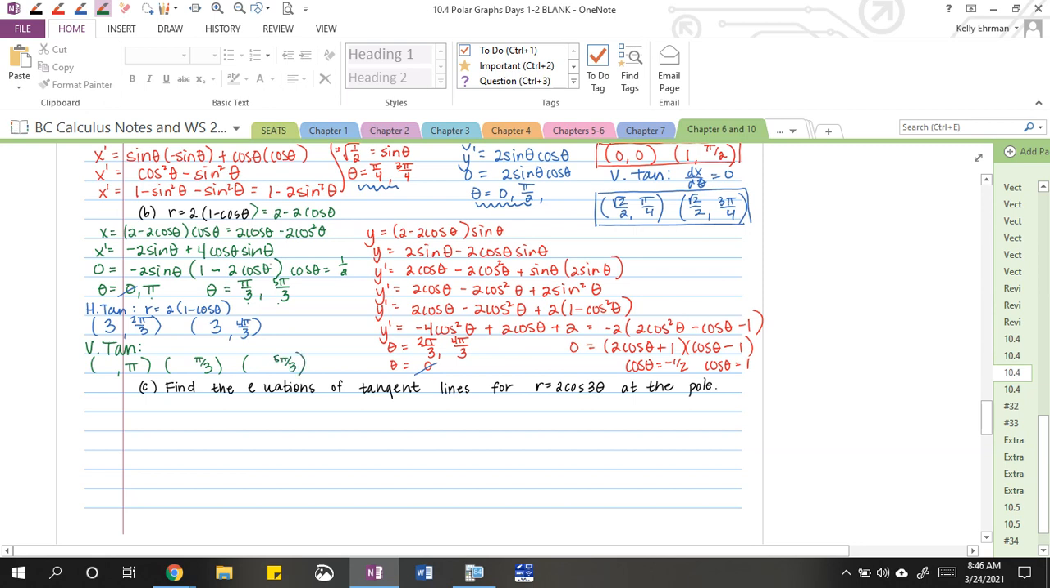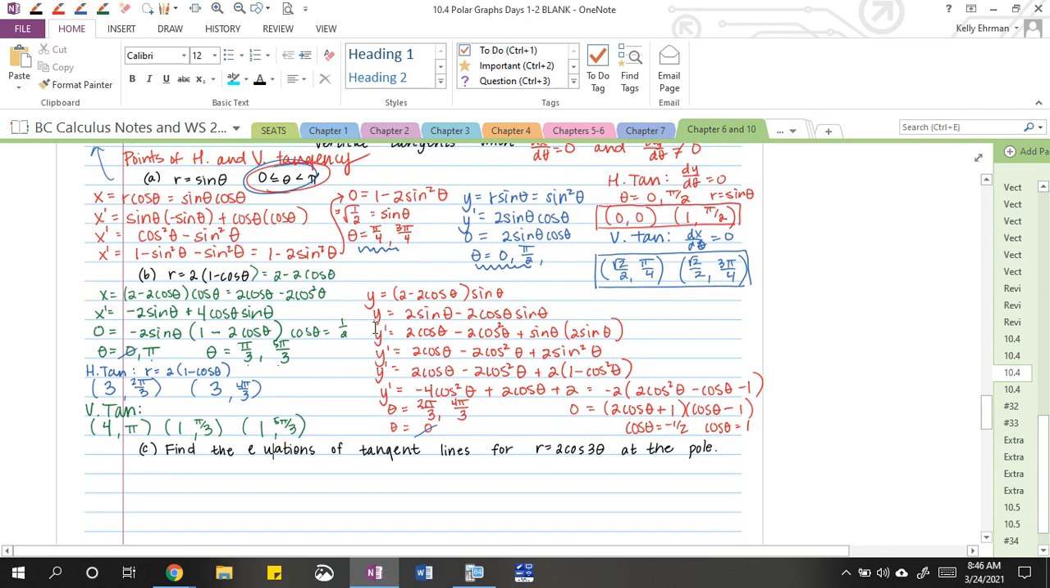And then we just plug each of those angles into r. So pi. 1 minus -1 is 2. 2 times 2 is 4. Pi/3. 1 minus 1/2 is 1/2. Times 2 is 1. 5 pi/3, cosine's positive. So we're going to get the same thing. 1 minus 1/2 times 2 is 1. Okay, those take a lot of work, but they are kind of systematic, which is nice.